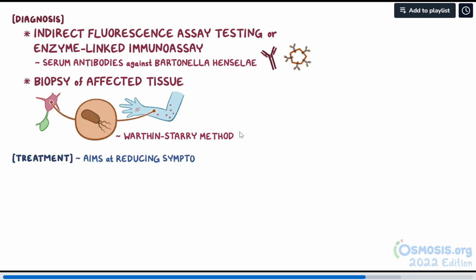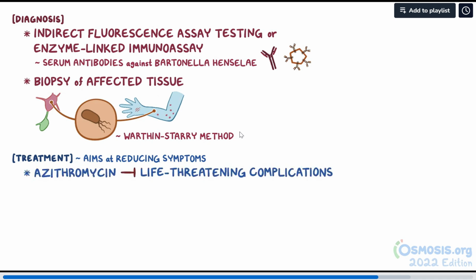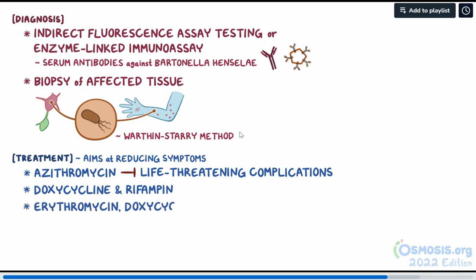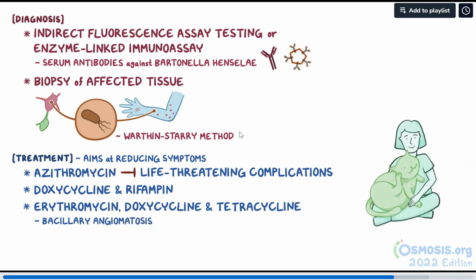Treatment is aimed at reducing symptoms, since cat scratch disease usually resolves on its own over a few months. However, antibiotics like azithromycin are sometimes used to prevent life-threatening complications. Other alternatives like doxycycline and rifampin can also be used to treat the disease. Antibiotics like erythromycin, doxycycline, and tetracycline are used to treat bacillary angiomatosis. Finally, a means of preventing infection in humans is elimination of fleas in a domestic cat's environment.